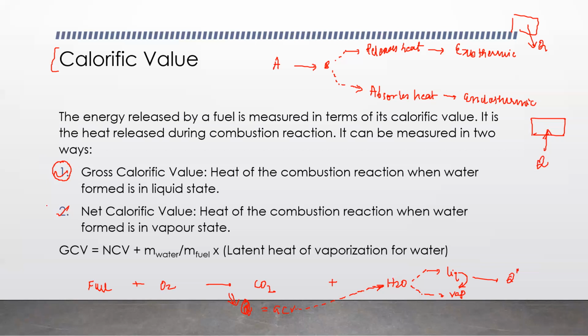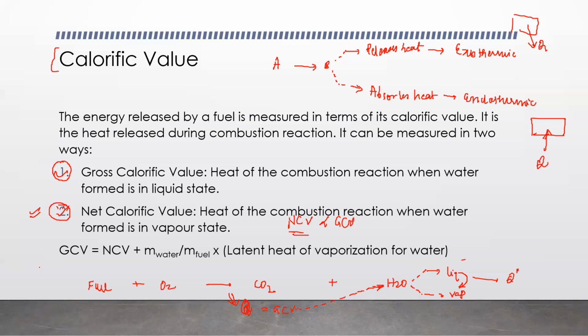Therefore, this heat is known as the net calorific value. This heat, when we get water in vapor state, is known as the net calorific value. So this is basically lesser. NCV, or net calorific value, is always lesser than GCV. Why? Because NCV is the heat that is released after some of the GCV has been absorbed by water to convert its state from liquid to vapor.